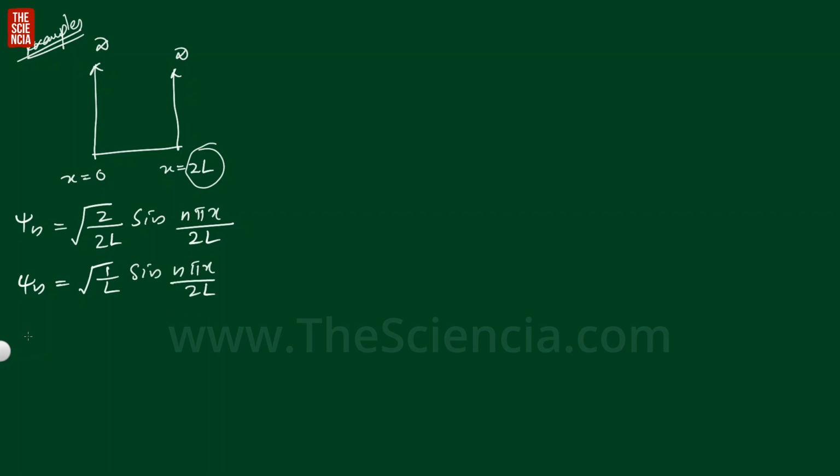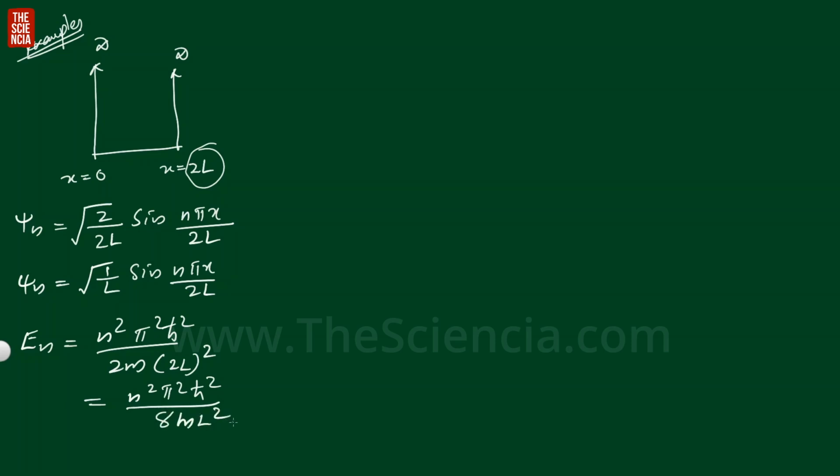And now we want to find the energy expression, that is En is equal to n square pi square h cut square by 2m into length square. Here the length is 2L, that is, 2L square. So we get this is equal to n square pi square h cut square by 8m L square. This one is an example for an unsymmetric box.